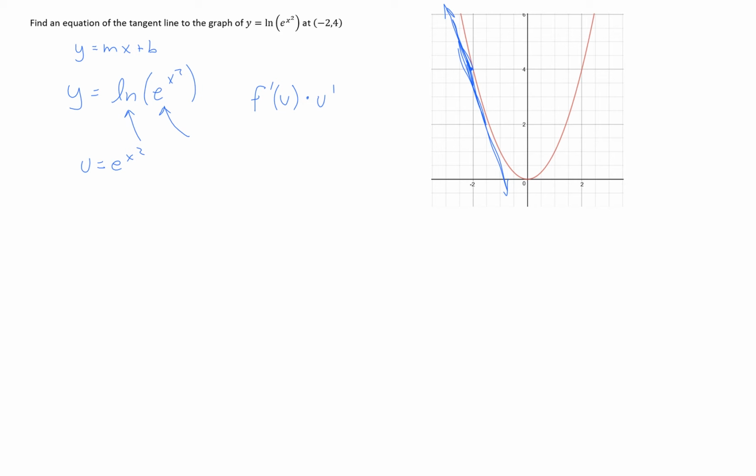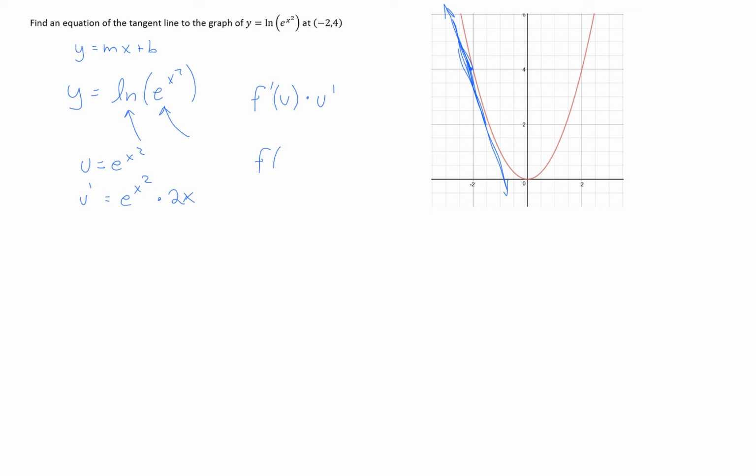So if u is this, u prime is equal to, but this is another chain rule because it is e to x squared. So the function of e and the function of x squared. So we have to take the derivative of the outside function. Well, e to the u is still e to the u, evaluated at the inner function, so it's still e to the x squared, times the derivative of that inside function. Well, that's 2x, derivative of x squared. Okay, so that's the u prime.